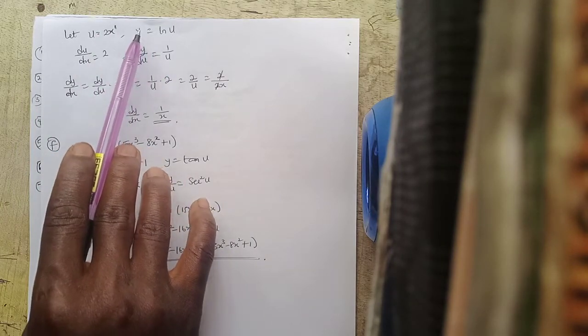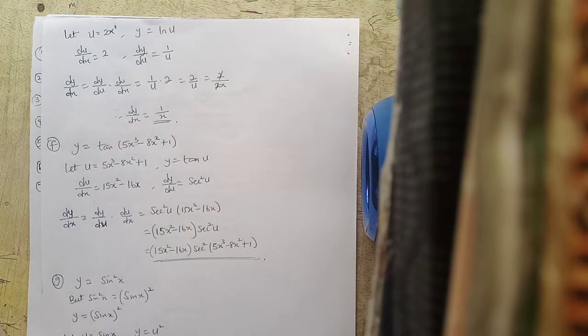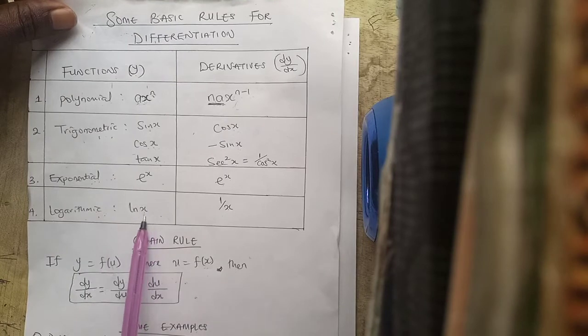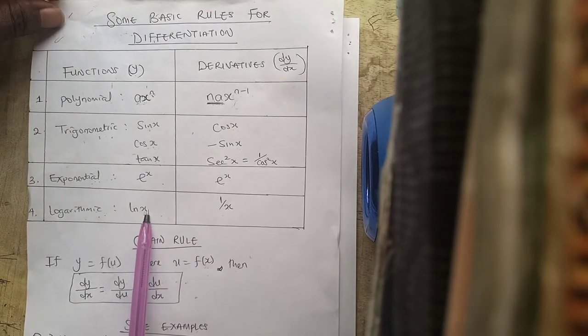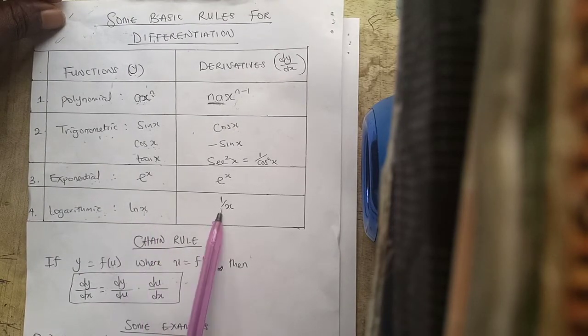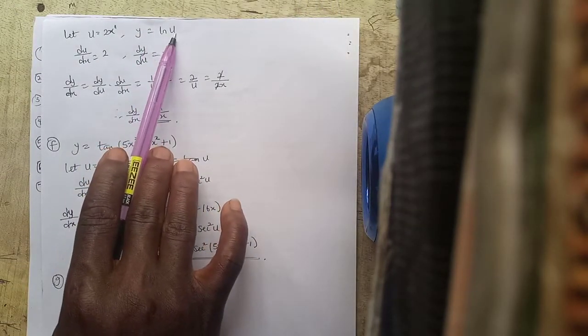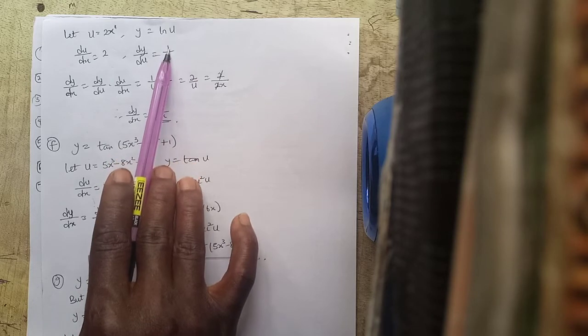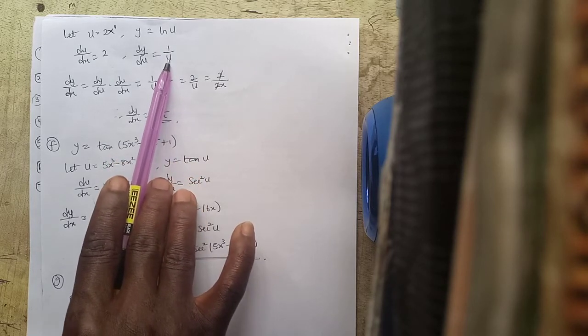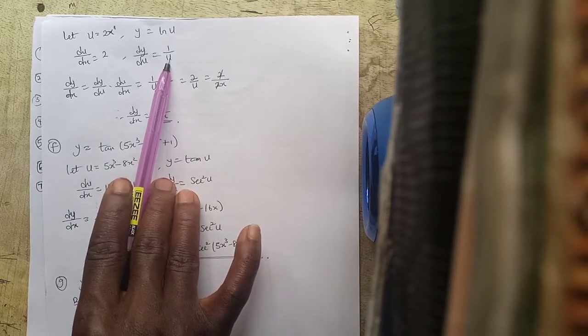You differentiate y with respect to u. This table for differentiation told us that when we have y equals ln x, if you differentiate ln x with respect to x, we are going to have 1 over x. So also, when we have y equals ln u, if you differentiate ln u with respect to u, we are going to have 1 over u. Follow that table carefully and you will understand better.